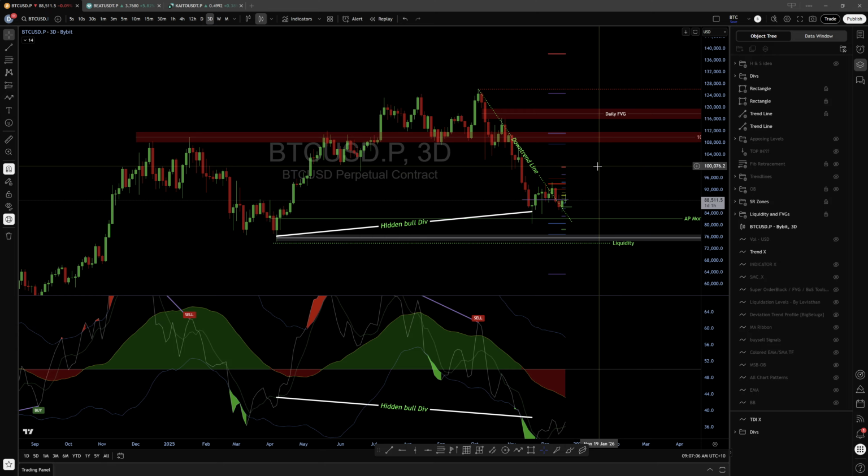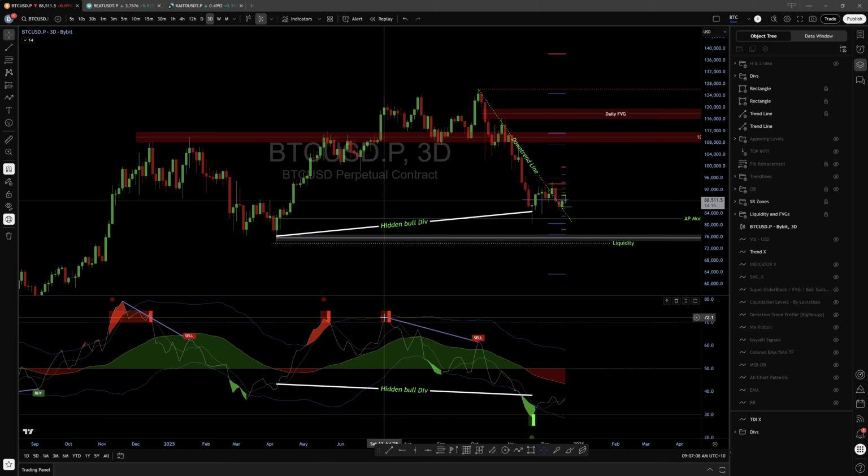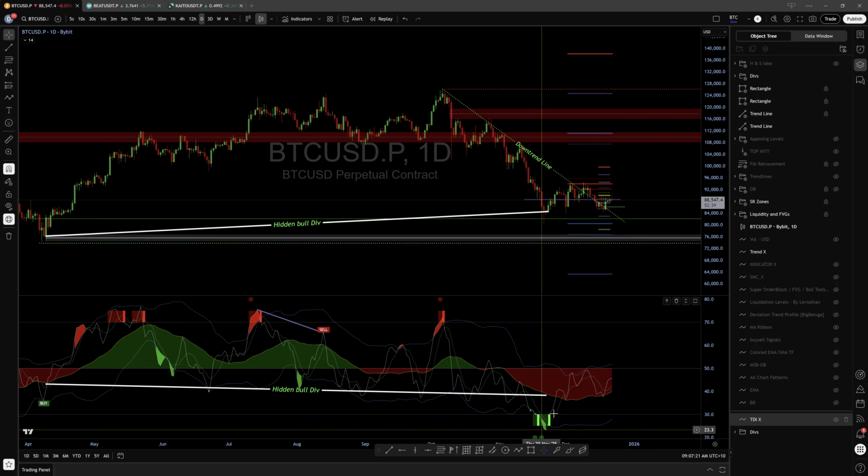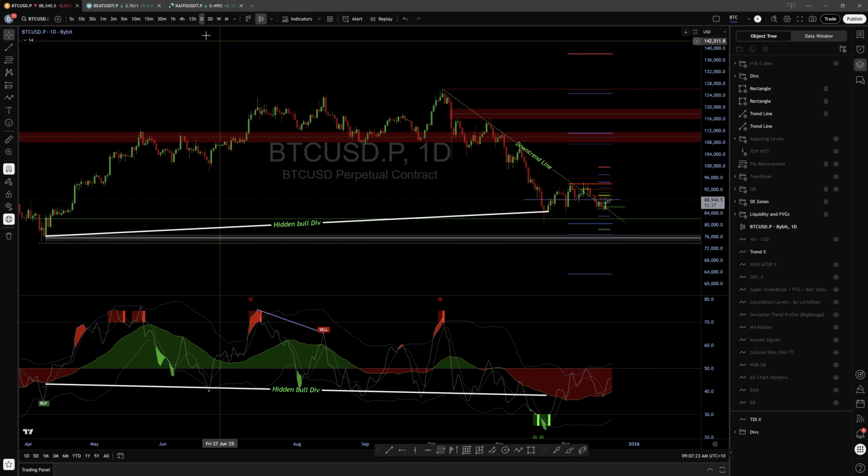It seems to me that hidden divergence continuations tend to be pretty good. They almost seem more accurate than reversal divergences, because sometimes divergences will stack before they play out, before price finds a fair value. So watch for that. It's definitely worth checking your TDIX.